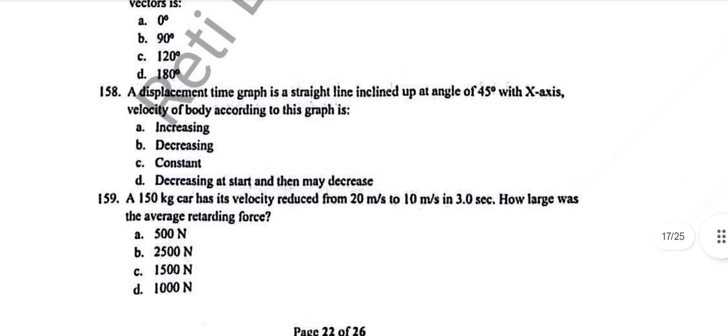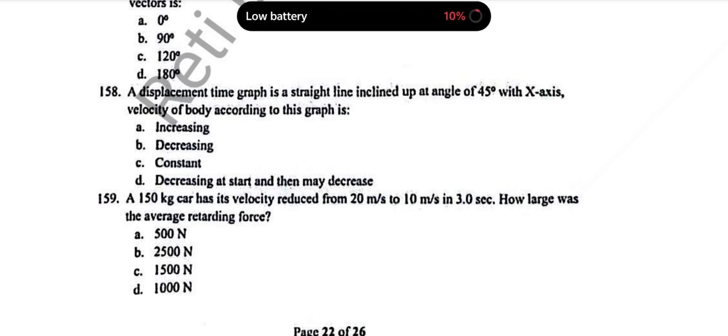Question number 158. A displacement-time graph is a straight line inclined up at an angle of 45 degrees with the x-axis. Velocity of the body according to this graph is C, decreasing. Straight displacement-time graph, slope constant, velocity constant.